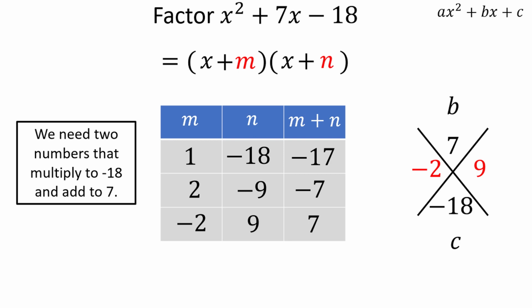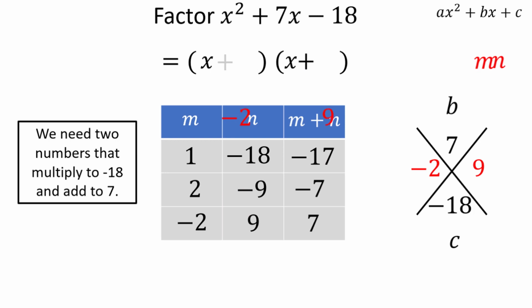We can fill them into our factored expression, which becomes x minus 2 times x plus 9. If you'd like to, you can FOIL this out, and you should get the original expression back, x squared plus 7x minus 18.